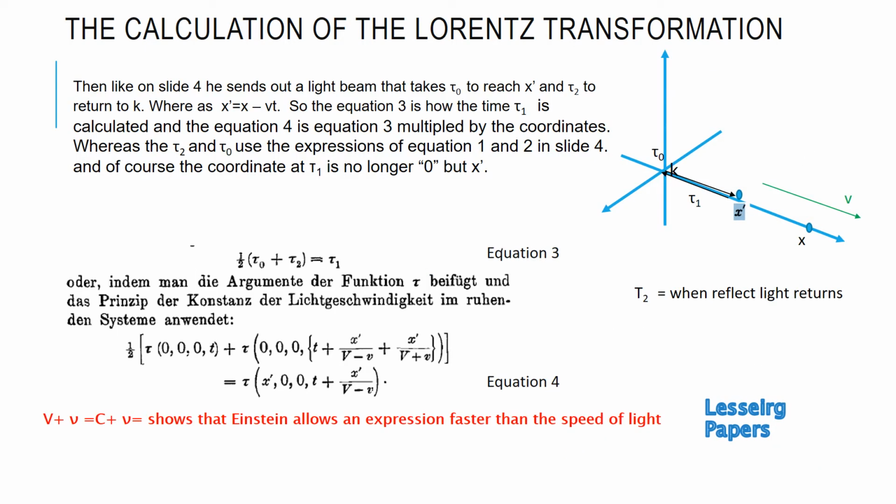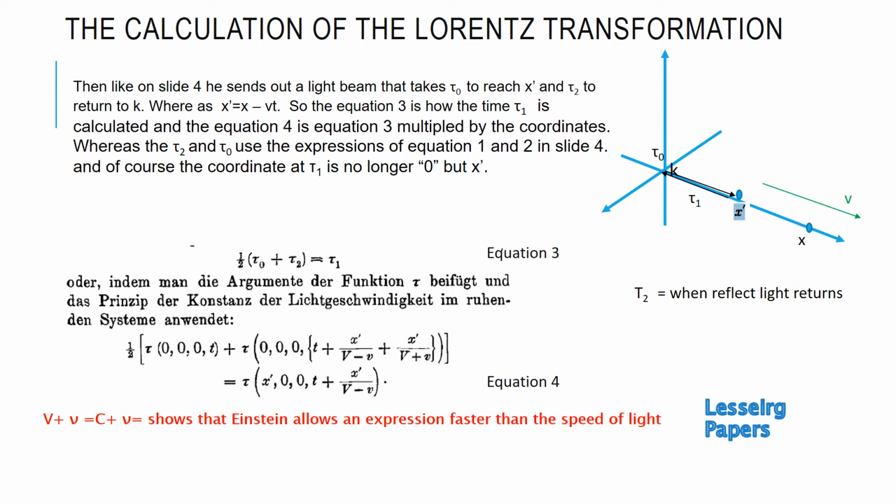What he's doing in equation 3, very similarly, is to say, okay, I have the start time, let's say that would be 0, and it would take 2 seconds for the reflected light to return. Half of that would be 0 plus 2, divided by 2, would be 1. So that would be the time it would take from x apostrophe back to k. That would make sense, right?